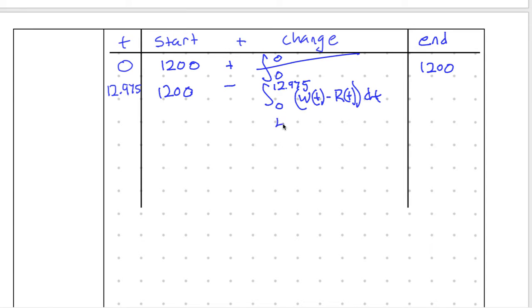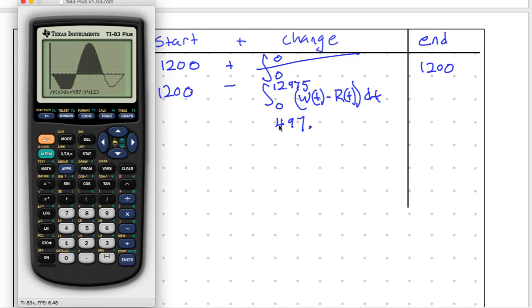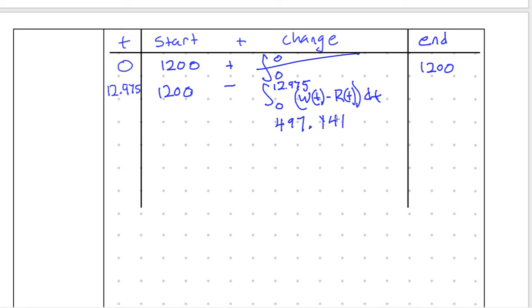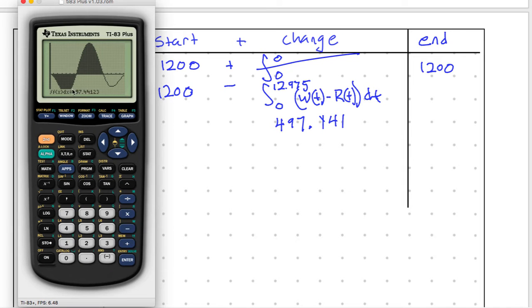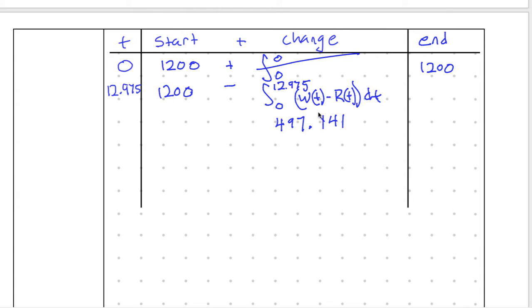This is 497.441. And again, because I just calculated the integral on my calculator, if I go second quit and I just hit the plus button, plus 1,200, it'll do that for me since we have a calculator, and it'll tell me that this is 1,697.441, although we probably could have done that in our heads. Therefore, our answer, when is the water tank at its maximum?